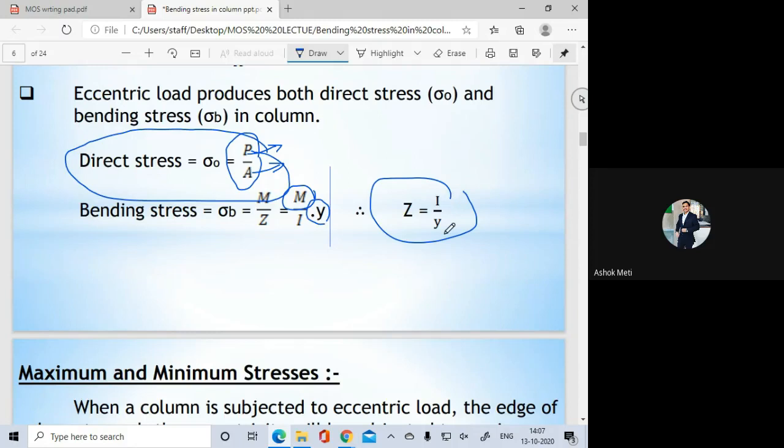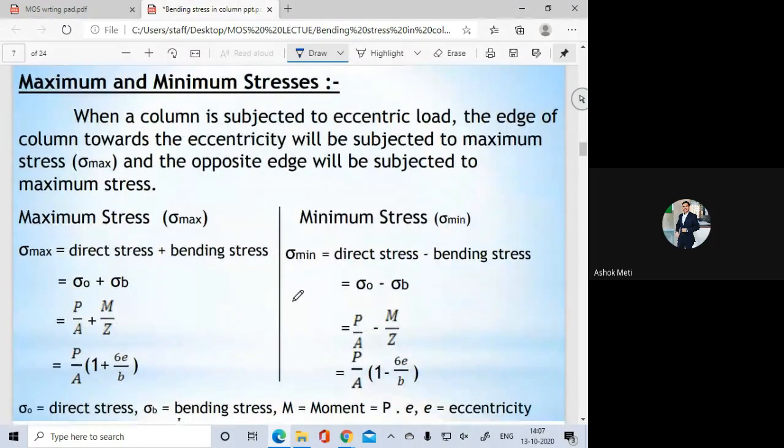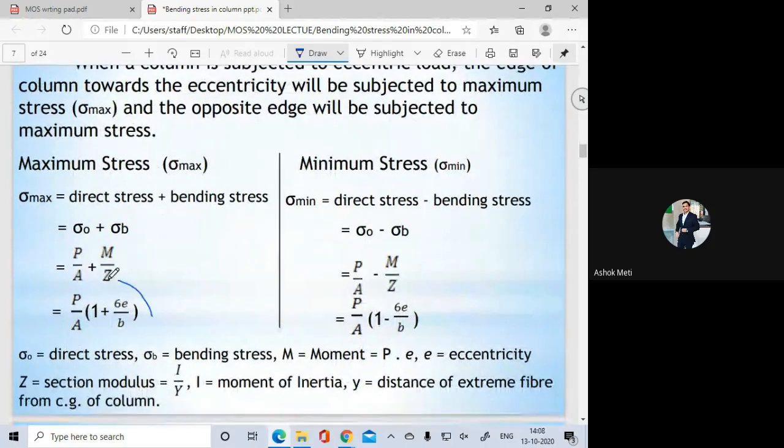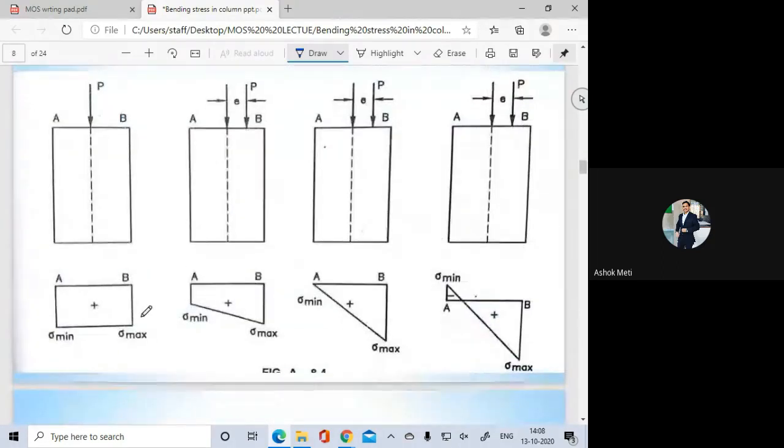Okay, so I upon Y will give the section modulus, and we know the maximum and minimum stresses also. So the maximum stress will be the summation of sigma d plus sigma b, and the minimum stress will be sigma d minus sigma b. And the stress distribution diagram for this one, we have already discussed this part in the last lecture.